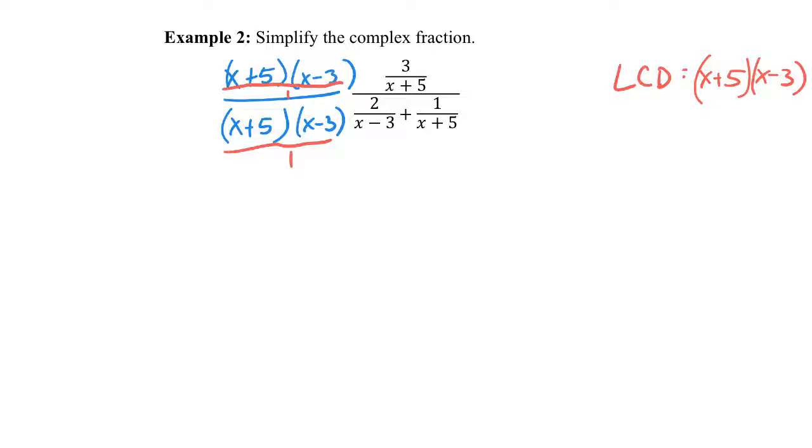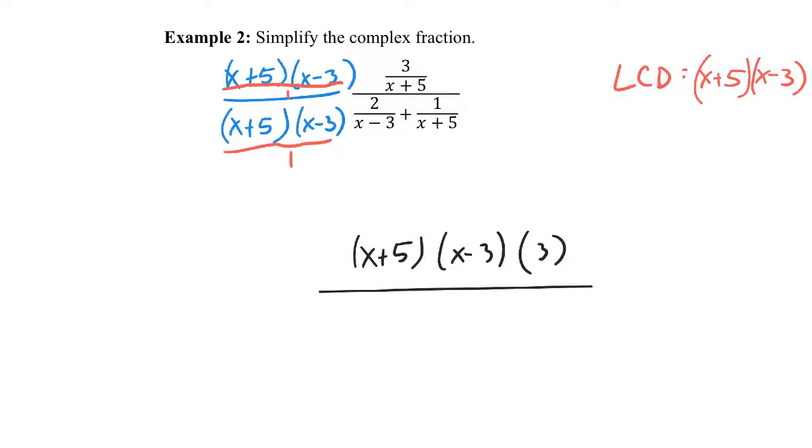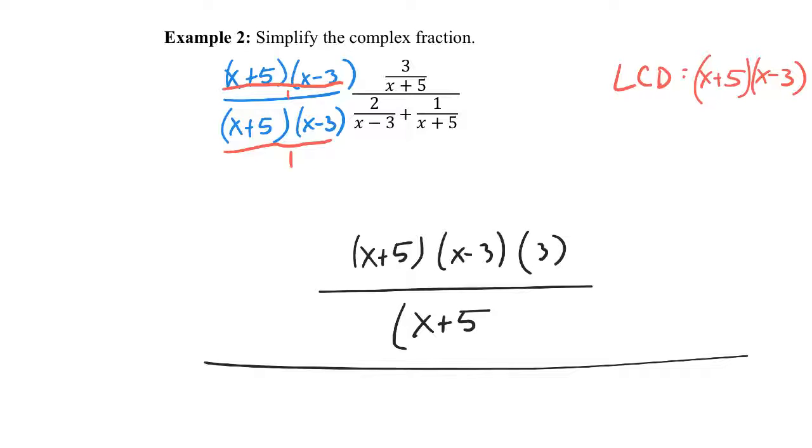So what does that create in the numerator? It creates x plus 5, x minus 3, times 3, all over x plus 5. That's my numerator, really. But what can I reduce? That's what my overall numerator becomes. This is method number 2 I'm using here. My overall numerator, this is it.